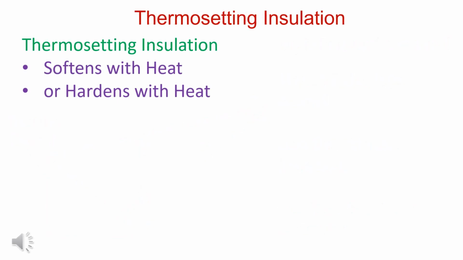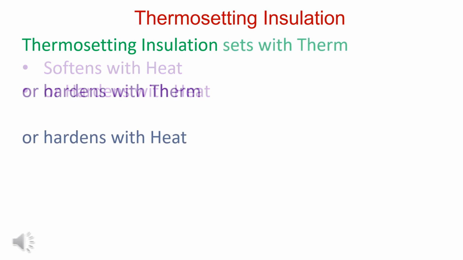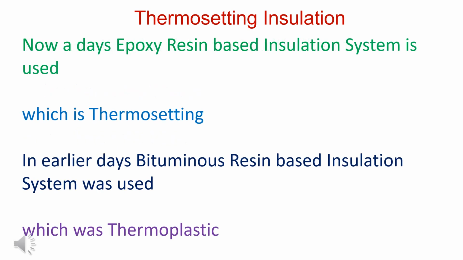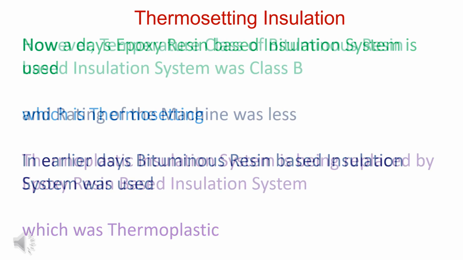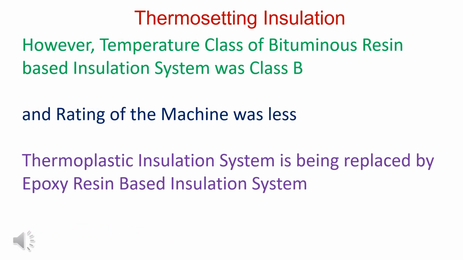Thermosetting insulation softens or hardens with heat? It hardens with heat. Nowadays, epoxy resin-based insulation system is used, which is thermosetting. In earlier times, bituminous resin-based insulation system was used, which was thermoplastic. Loss of insulation in bituminous-based system was B. Bituminous-based insulation system has become obsolete.